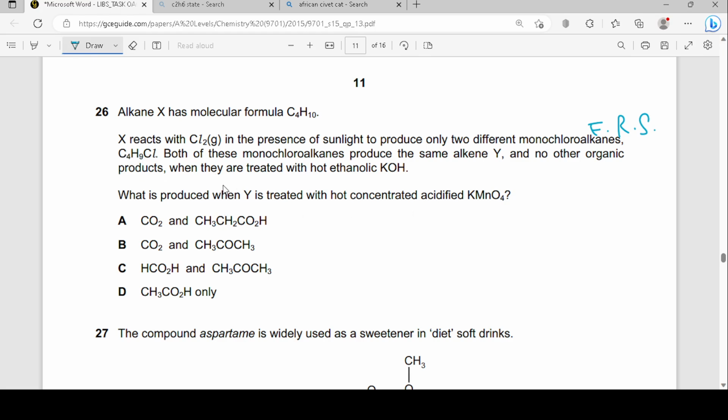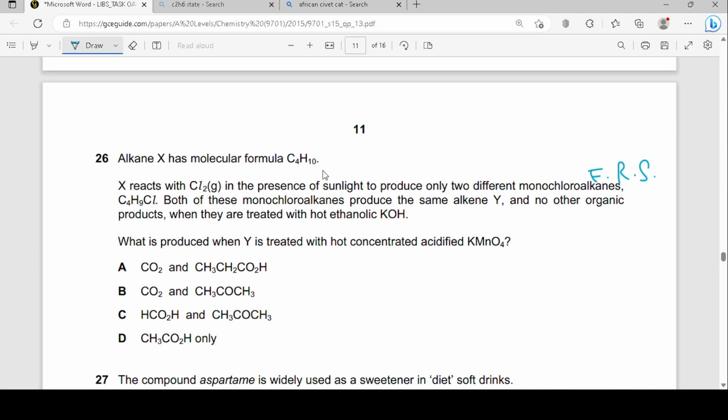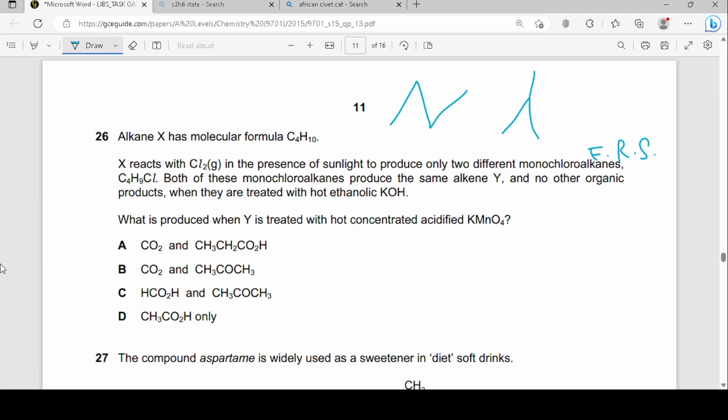So if I look at alkane X, it's C4H10. What could be my possible isomers? Okay, so I have one like this, C4H10. Another one could be like this. And I don't really see any other possible isomers for this alkane, structural isomers, or even geometric or optical isomers, but basically these two isomers.